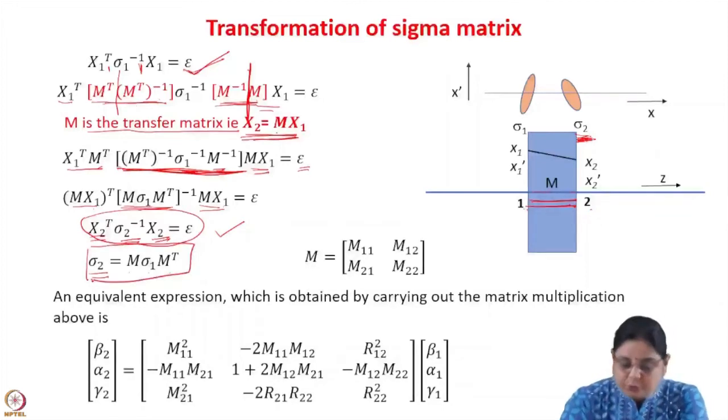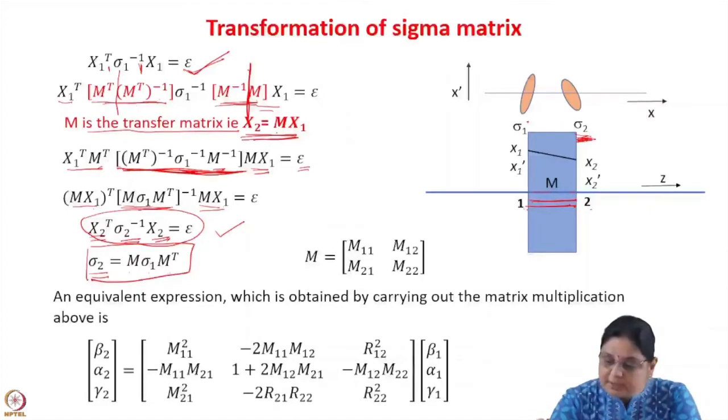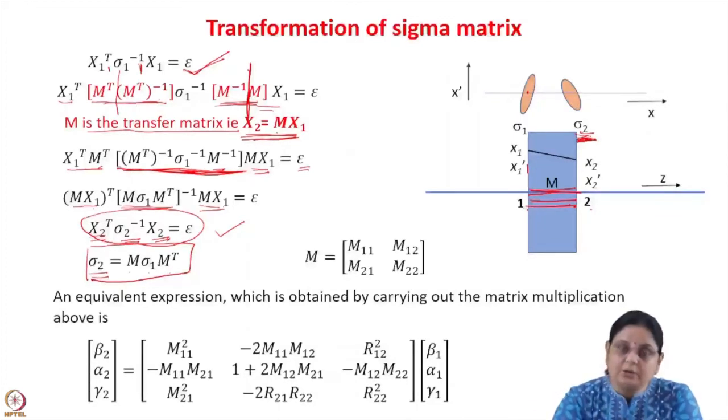So now, if you know the sigma matrix at location 1 and you know the transfer matrix for this system, you can find out the sigma matrix at location 2. In other words, if you know the beam size and divergence at location 1 and you know the transfer matrix of this element, you can find out the beam size and divergence at location 2. So you need not calculate for each of the single particles in the beam. You can calculate for the beam as a whole in terms of the sigma matrices, and you can find out what is the sigma matrix at the end of the elements.